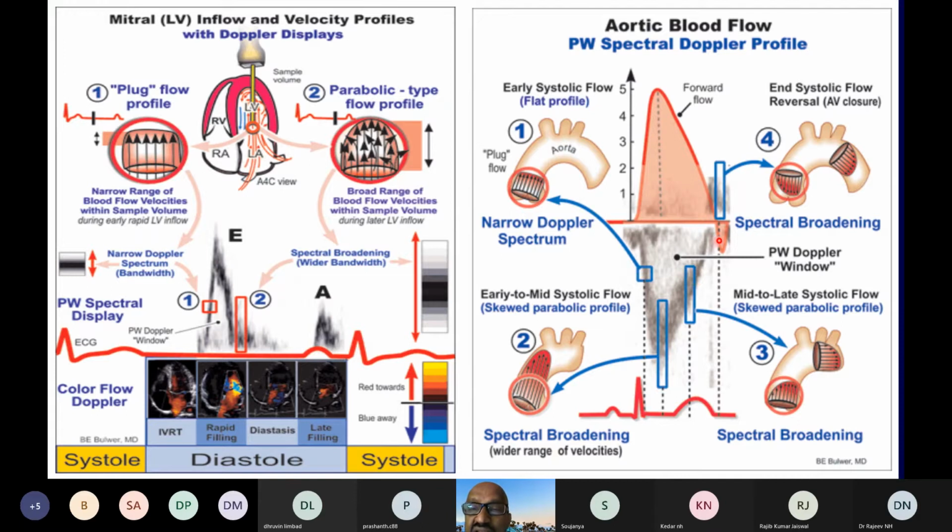and then there is slight reversal of flow at the end, because before the aortic valve actually closes, a little bit of blood is coming back because of the peripheral vascular resistance, and by that time the aortic valve will close, and then the diastole will start. This is the systole. So this is the pulse wave Doppler across the aorta.